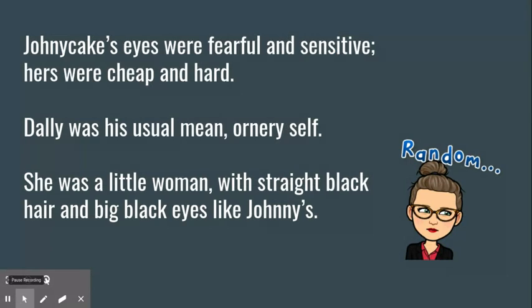Sometimes we use more than one adjective to describe someone or something. Coordinate adjectives are equal modifiers and must be separated by a comma or conjunction in a sentence. Let's look at the first sentence on the board. Notice that there are two adjectives describing Johnny's eyes and two adjectives describing his mom's eyes. Both sets are separated by the word and.